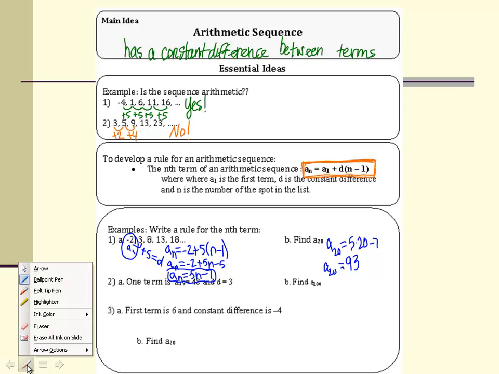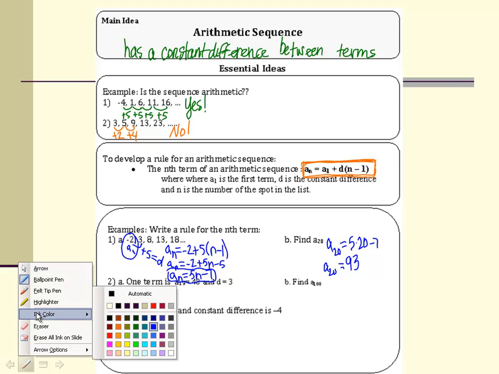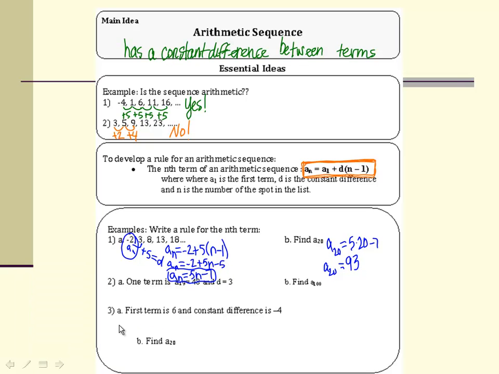Now let's look at our next example. So we're really plugging in what we know and solving for what we don't know in these problems. So it says one term is a sub 19 equals 48, and d equals 3. So we know an a sub n value, that's 48. We don't know a sub 1. We know our d, our difference, that's 3. And we know n as well, n is 19, because a sub n is a sub 19. So we're going to plug in what we know and solve for a sub 1.